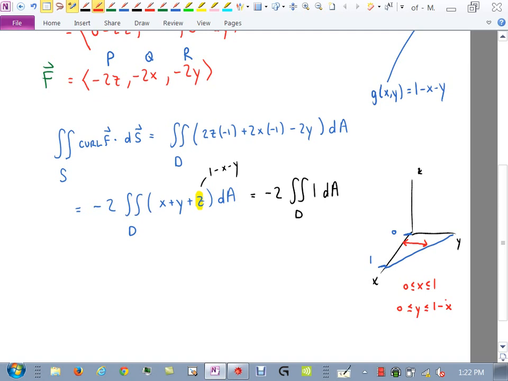Okay. Now, we just plug those in. So we are now at -2 integral 0 to 1, integral 0 to 1 minus x of 1 dy dx, right? And if you work that out, what would you get? Well, who knows? You get an answer, right? Total answer is -1.